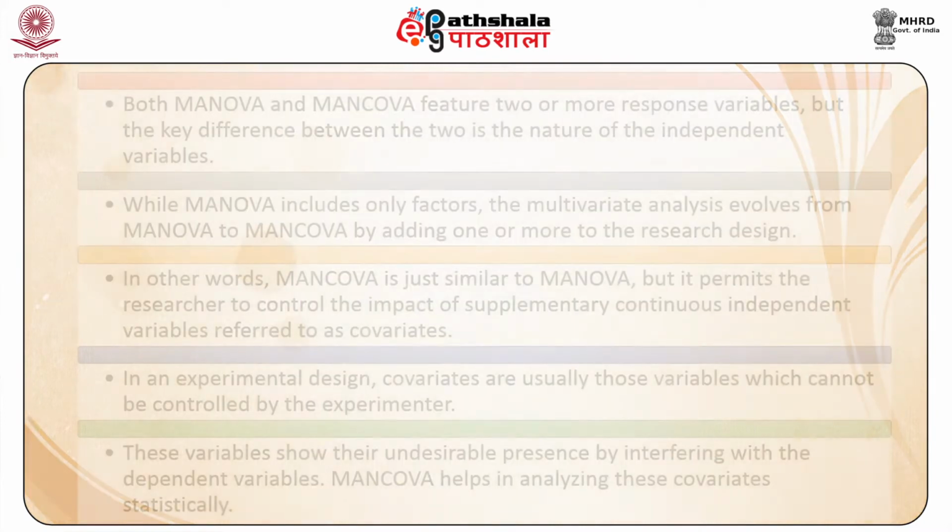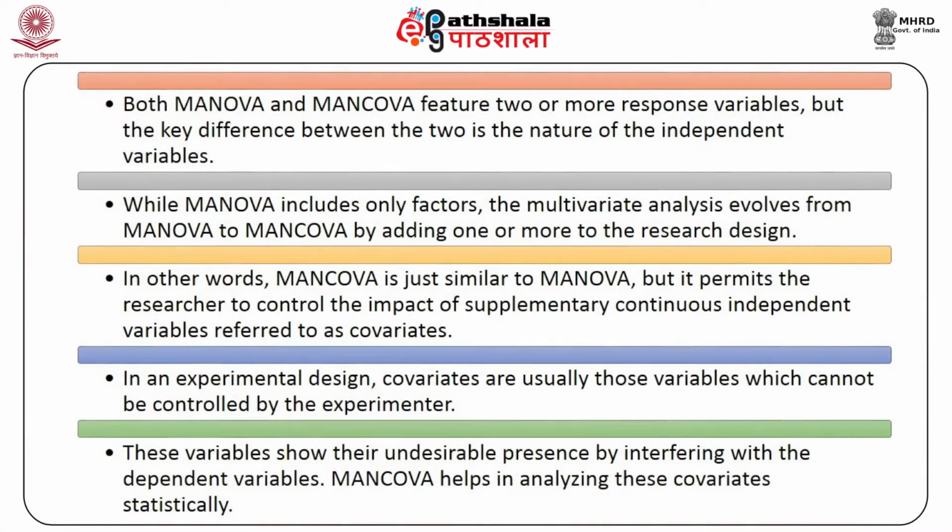Introduction. Both MANOVA and MANCOVA feature two or more response variables, but the key difference between the two is the nature of the independent variables. While MANOVA includes only factors, the multivariate analysis evolves from MANOVA to MANCOVA by adding one or more covariates to the research design. In other words, MANCOVA is similar to MANOVA, but it permits the researcher to control the impact of supplementary continuous independent variables referred to as the covariates.